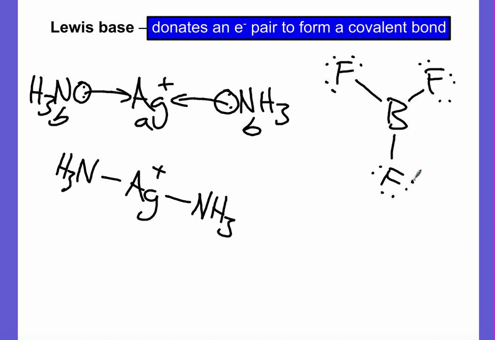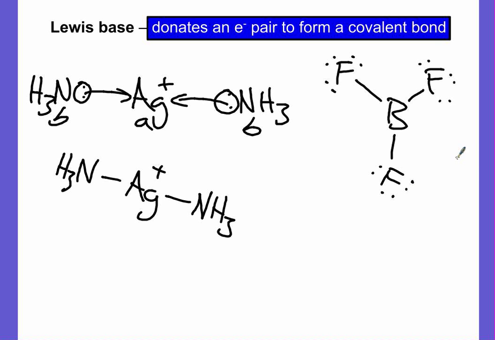You guys remember boron and how it's kind of weird? It only makes 3 bonds. Do those 3 bonds satisfy the octet rule for boron? No. How many electrons does it actually have right now, if you count the ones that are shared? It has 6. That's not 8. So it's got 6, it wants 8, so it could actually accept another pair of electrons to be happy.